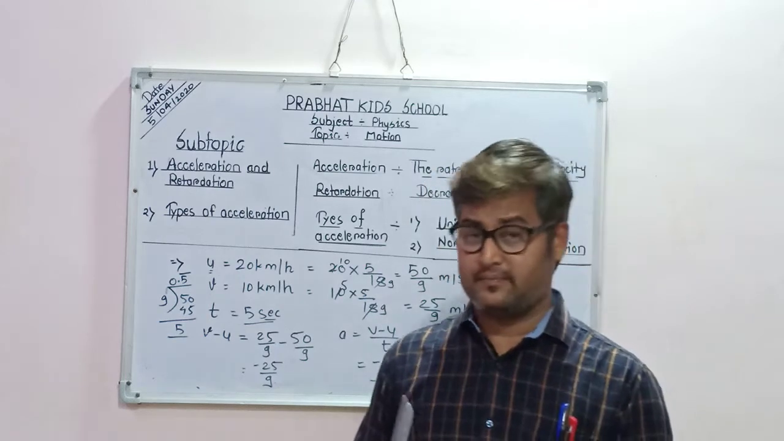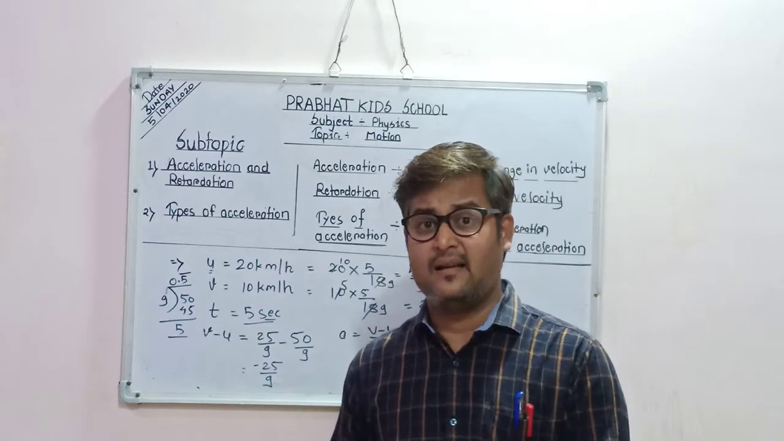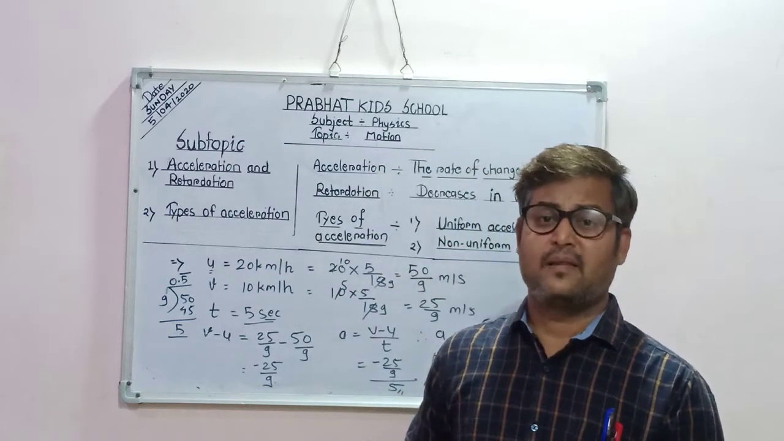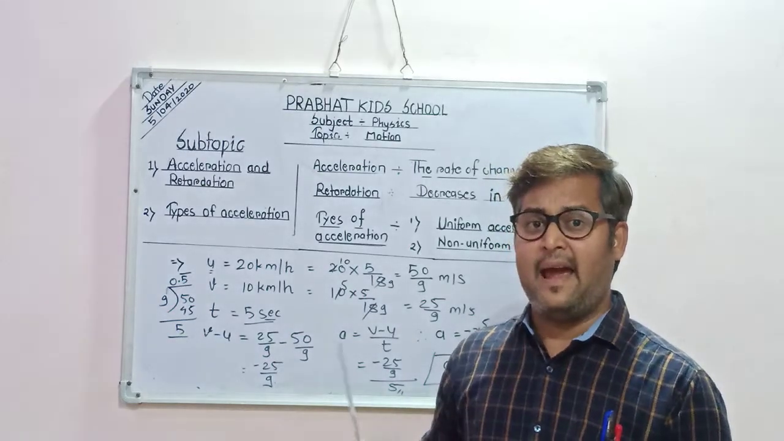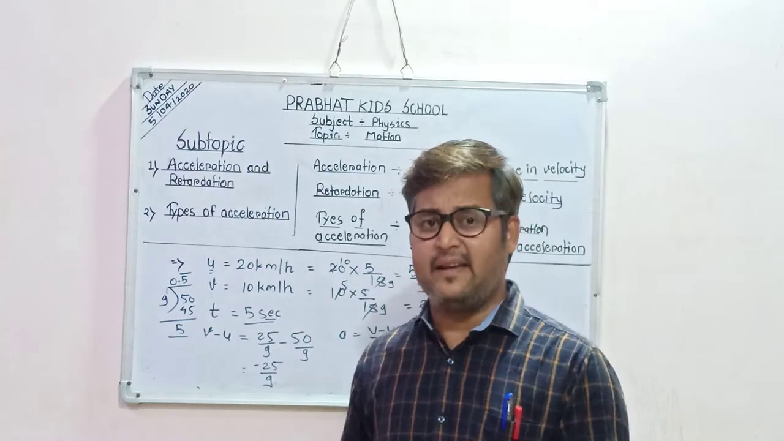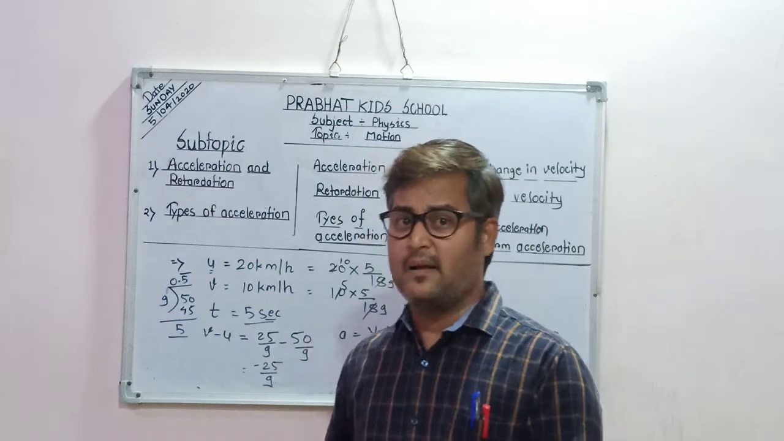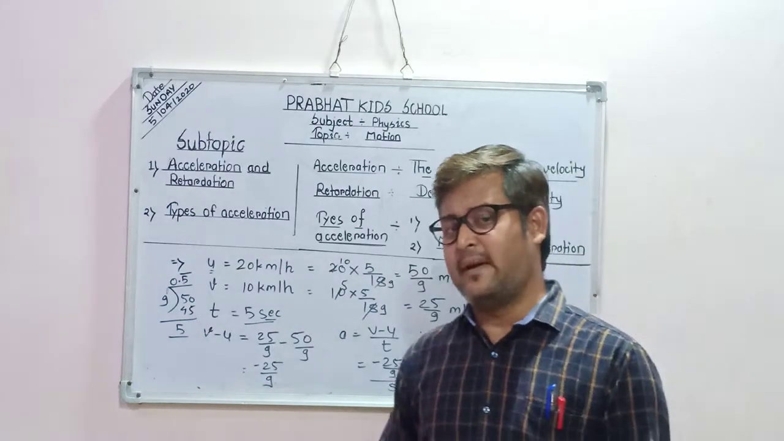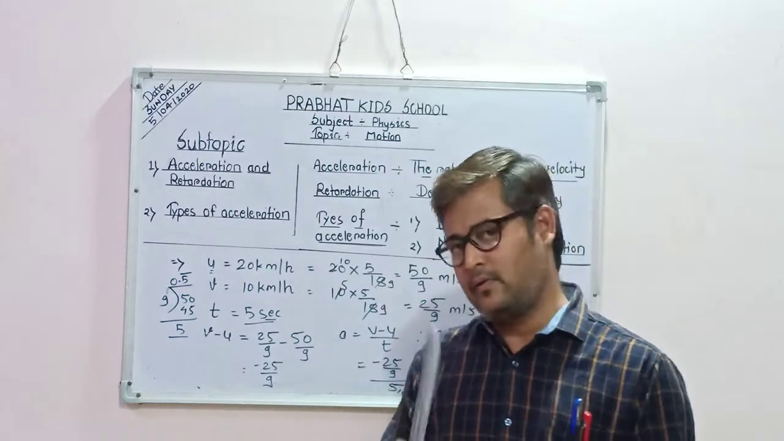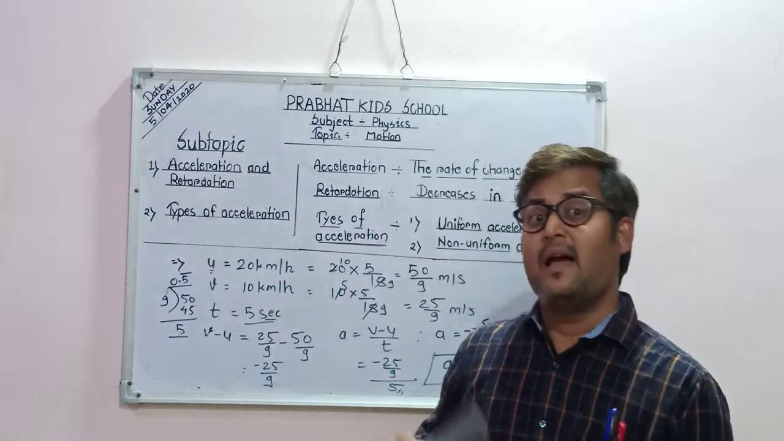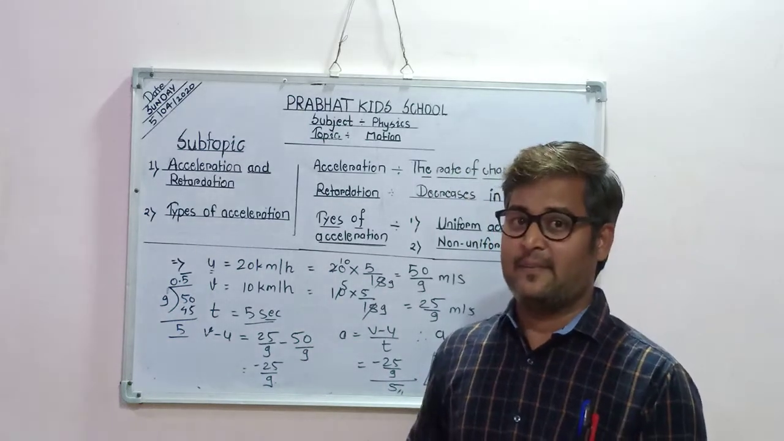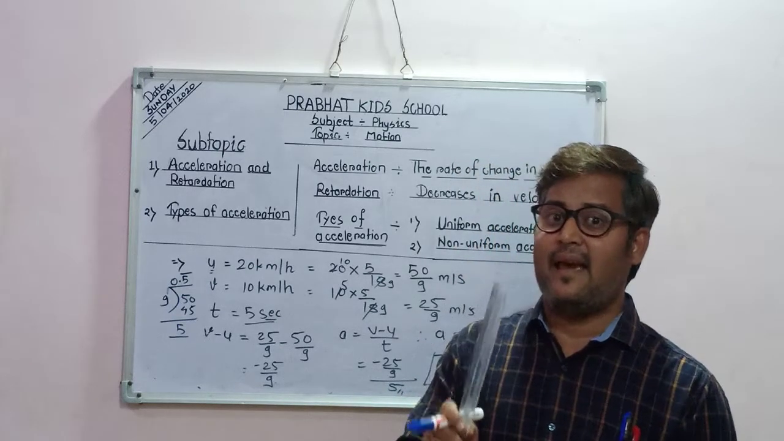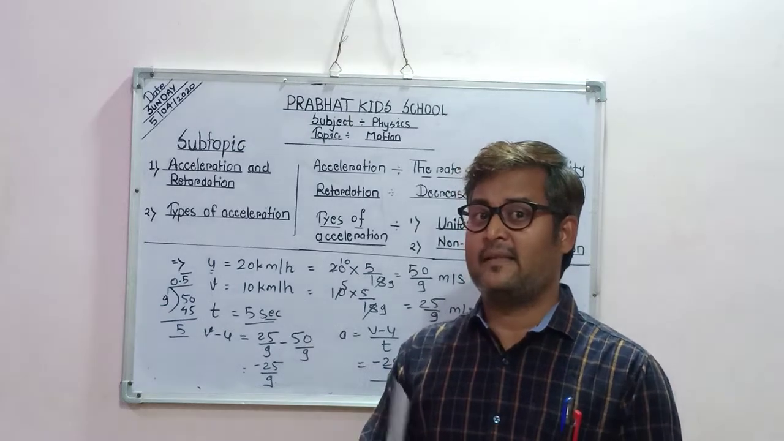So students, try to solve one example. A car is moving with the velocity of 60 km per hour. You can take the kilometer per hour. Suddenly the driver applies the brake, and the velocity decreases from 60 km per hour to 40 km per hour in 10 seconds. Calculate its acceleration, and what type of acceleration is it?